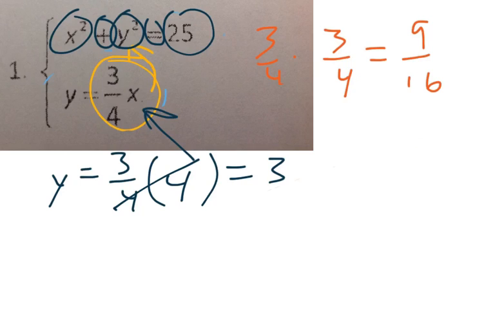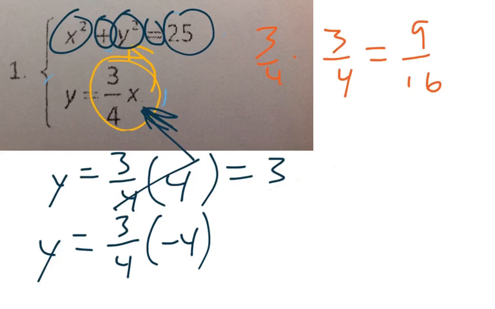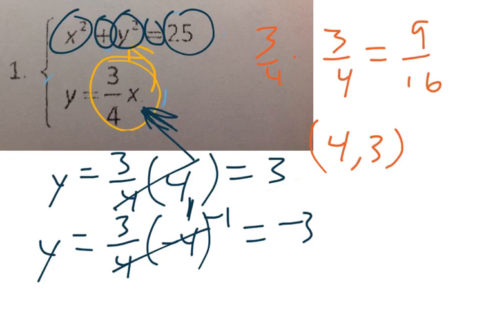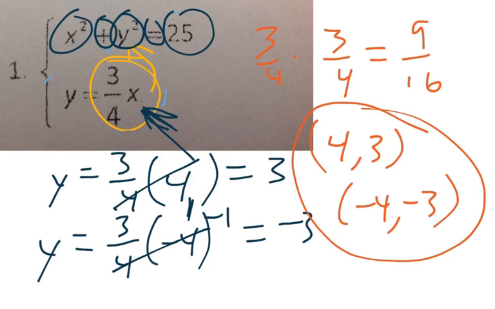If we used a negative 4, again, I'm just going to plug in right there negative 4 instead of positive 4, because again we have two answers here, right? Notice 4 divided by negative 4 is negative 1, so I'm going to get a negative 3. So I hope you agree my two answers are x positive 4, y positive 3, and x negative 4, y negative 3. Two points, right? Two answers, two solutions. Pause the video if you need to.